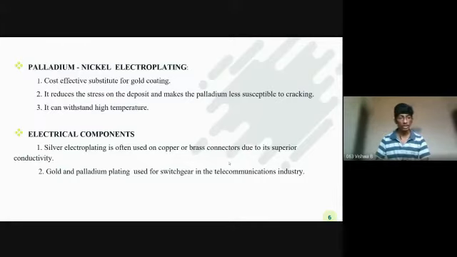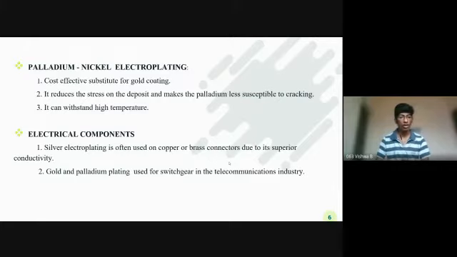The cost of silver is higher, but we can use it on the copper to increase the superior conductivity. So that's the main reason we are using electroplating: to reduce the cost in an effective manner.